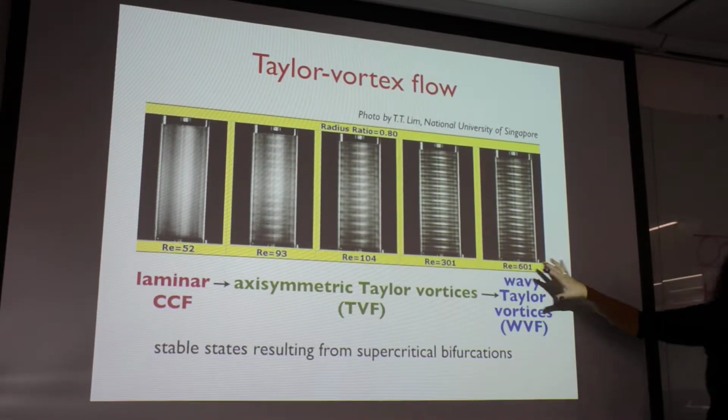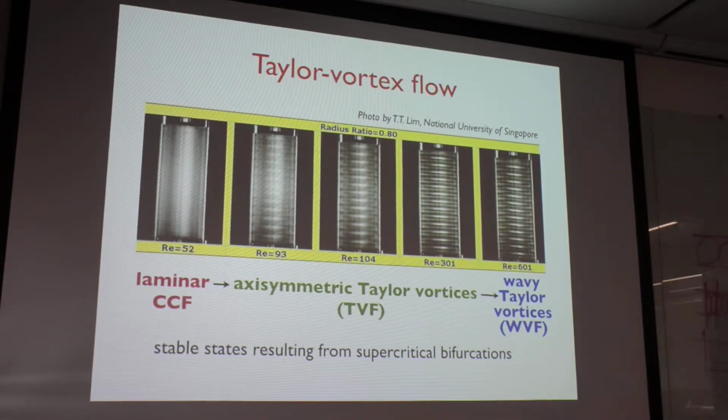Okay, so these are steady states, and in fact, the whole process was modeled after this. Both Phil Hall and Fabien Waleffe worked on Taylor vortex flow, and they were inspired by this picture. TT did his PhD at Melbourne. Well, they all know that. Okay, so I chose the right pictures here.